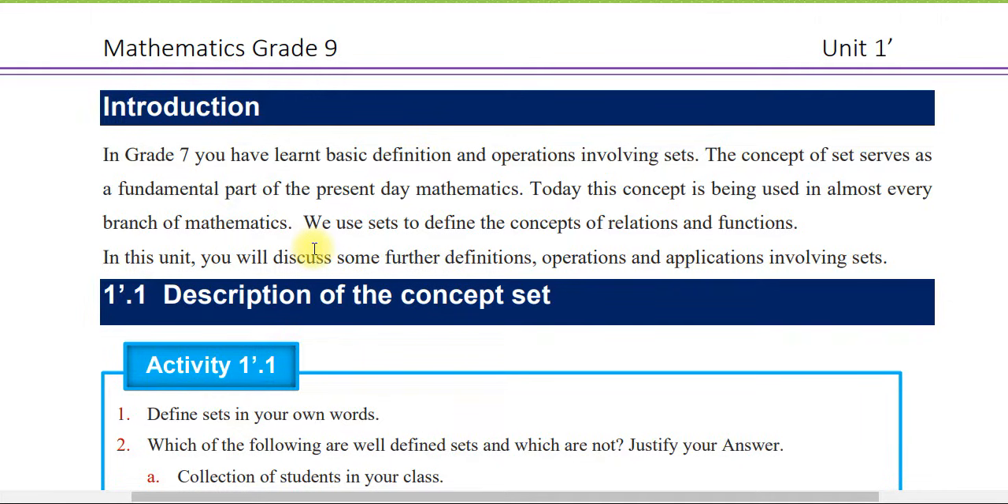We use sets to define the concept of relation and function.